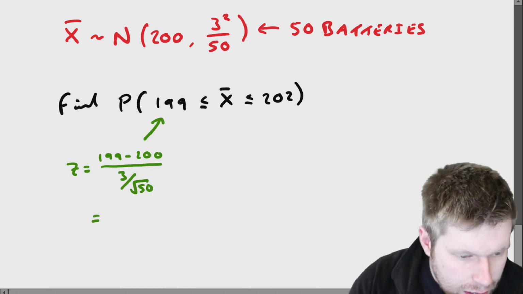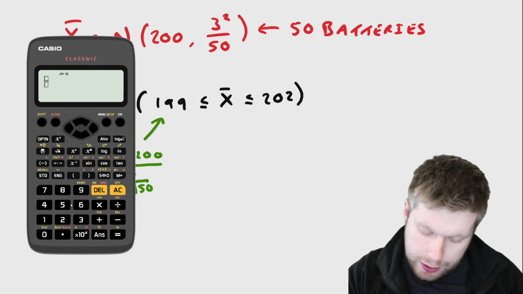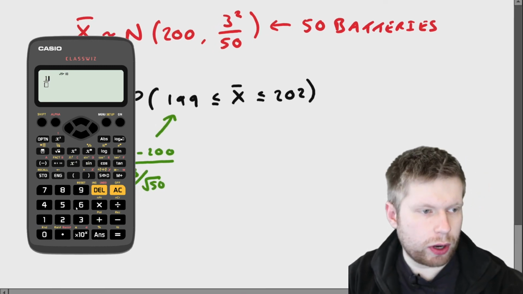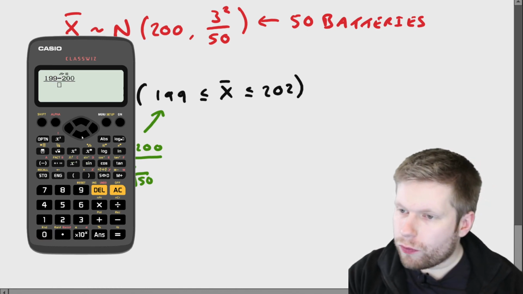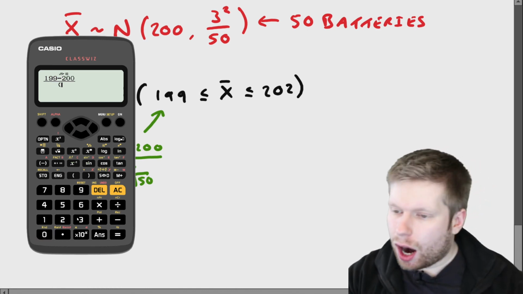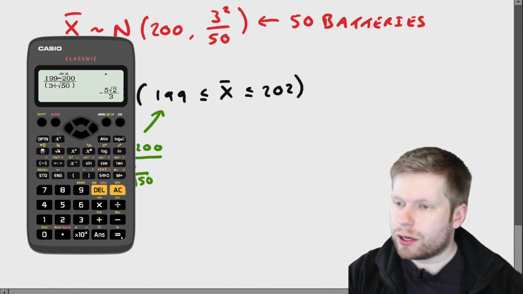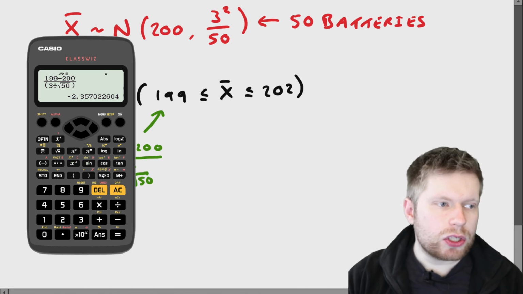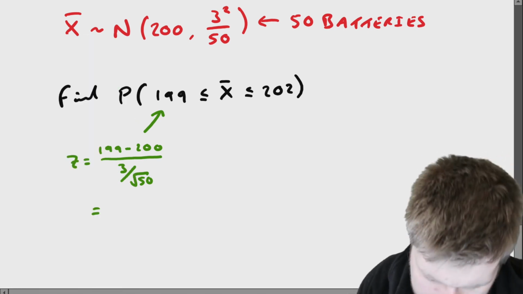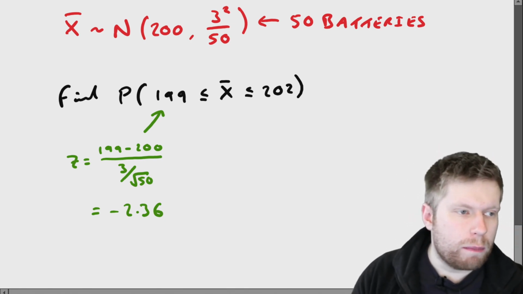Okay, so I'm just going to put all of that into my calculator. Bring up my calculator, type my fraction button. 199 minus 200, all divided by, and I'll put this in brackets, 3 divided by root of 50. You don't technically need to put it in brackets, but I will just to make sure. Hit equals. Remember you want it as a decimal because that's the value you're going to look up in your tables. You get negative 2.36 there. So that's negative 2.36 units of standard deviation below the mean, okay?